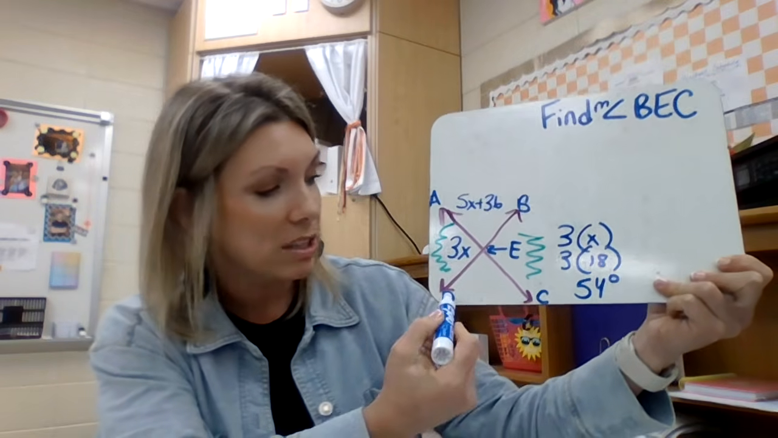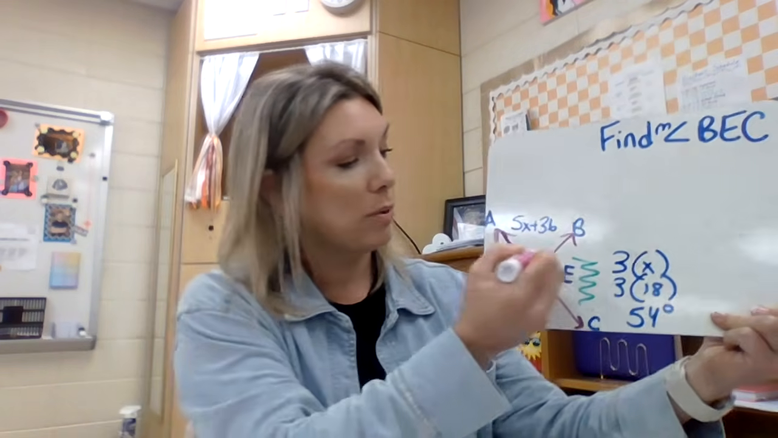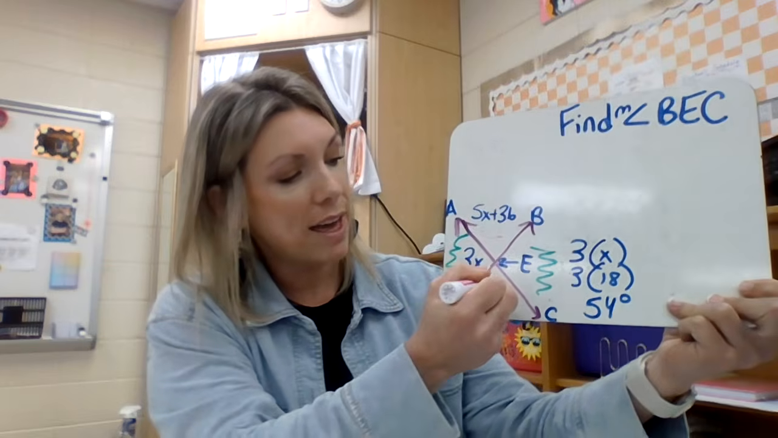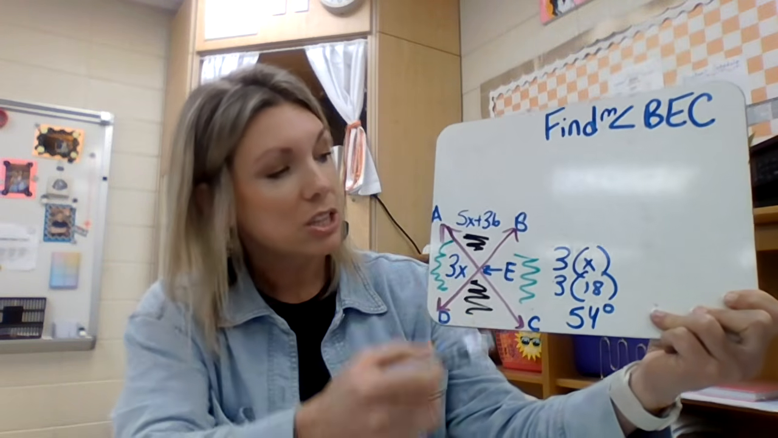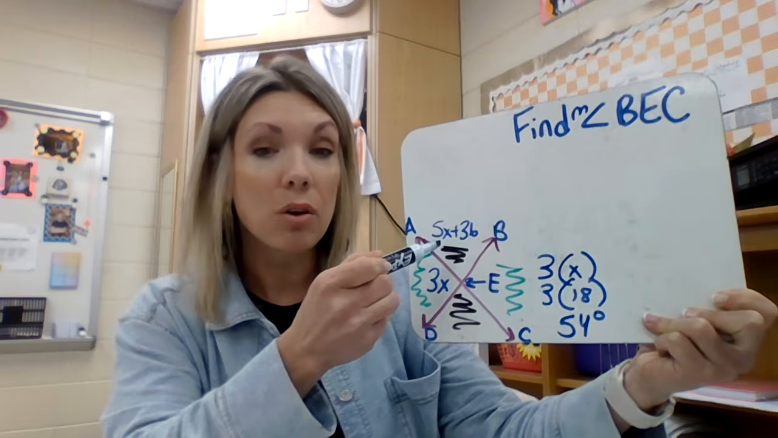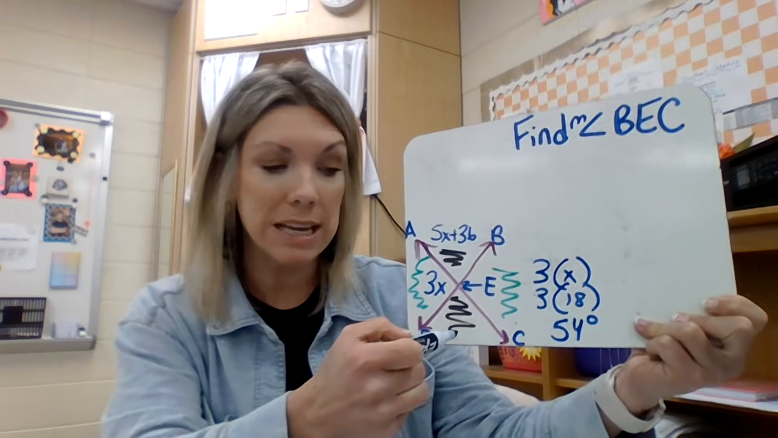Well, what if they wanted to know DEC? DEC would be vertical to this one, 5x plus 36. Can't see that well. So then you would just plug in 18 for the x and solve for that. And that's how you would find the measurement of DEC.